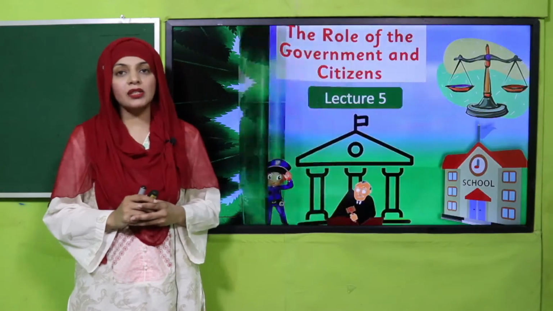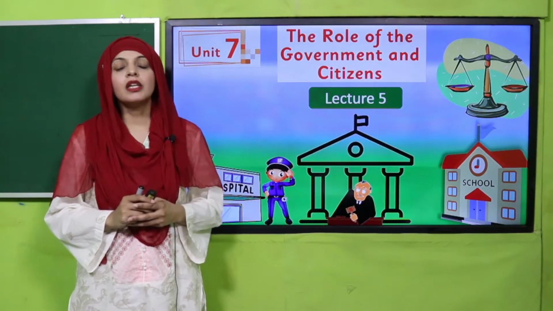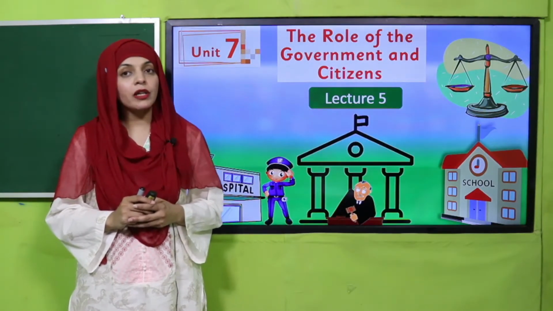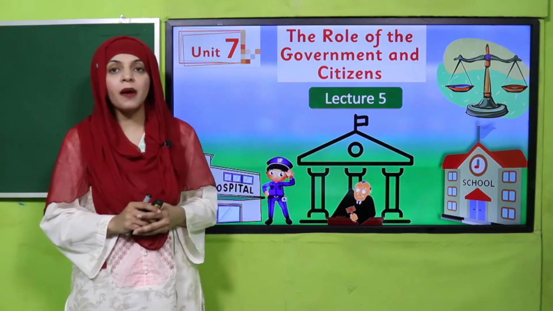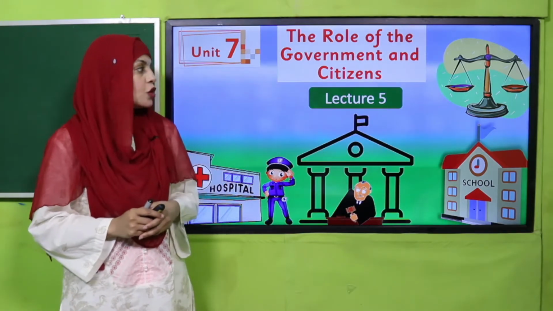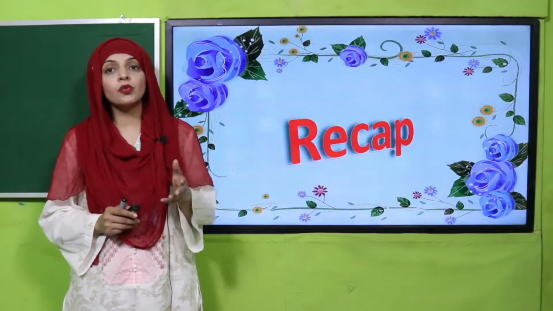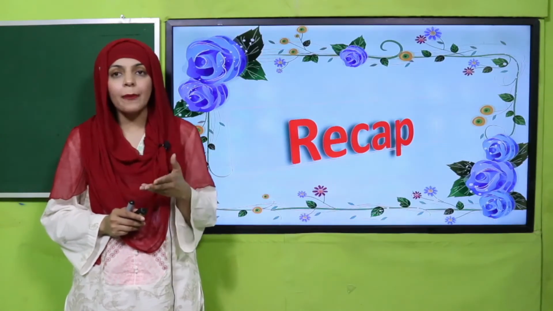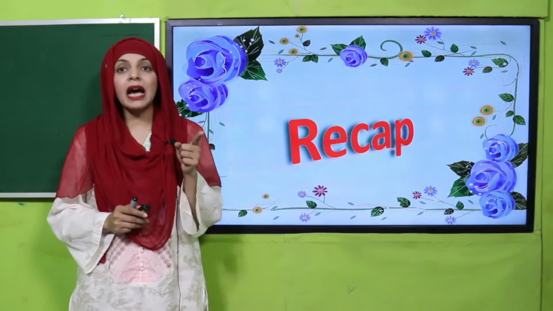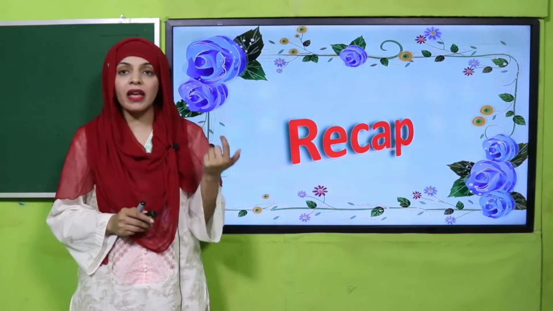My dear students, as you know, we are on unit number 7 and the name of our unit is the role of government and citizens. Today I will deliver its 5th lecture. Before moving on towards the main lecture, let's quickly recap what we did in the previous lecture. For that, listen to the questions very carefully and then answer them.